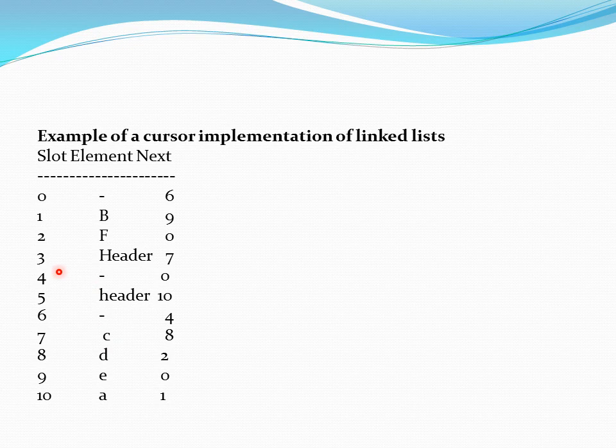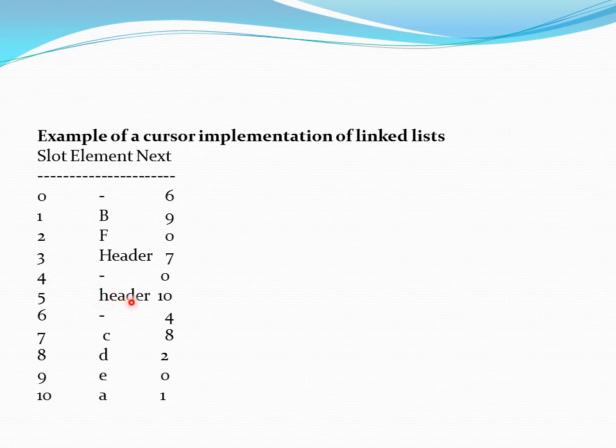Next element field, 3 header. So 7 contains an element. 7 contains C. It's the first element of the list. Here next field contains 8. So next element is present in location 8. 8 is D. Next element is present in location 2. Location 2 means F. Next is 0 means the list ended. So this list contains the values C, D, F.